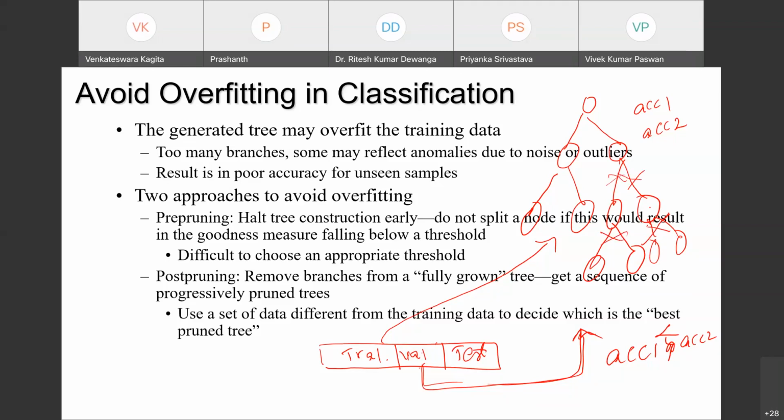Like that. So wherever the accuracy is improving, you can go to the higher level nodes, but if the accuracy is not improving, you can stop at that point. Okay, so this is one of the post-pruning techniques. Like this, there are many post-pruning techniques. Whether you do it in top-down fashion or bottom-up fashion, that is also one variant. You start with the root node or you start with the leaf node. That is also another variant of this.